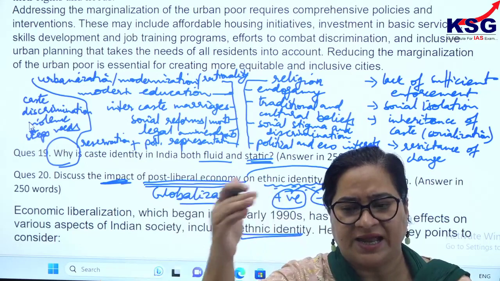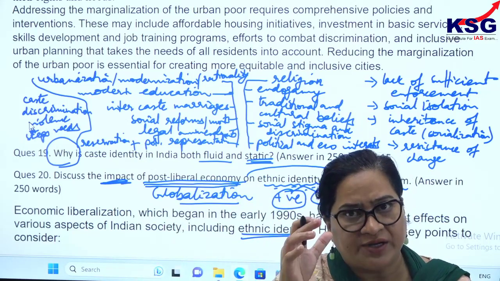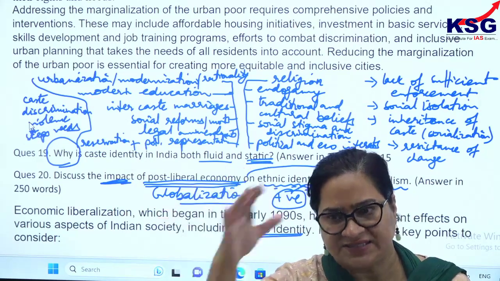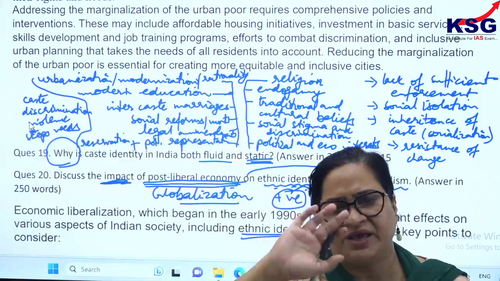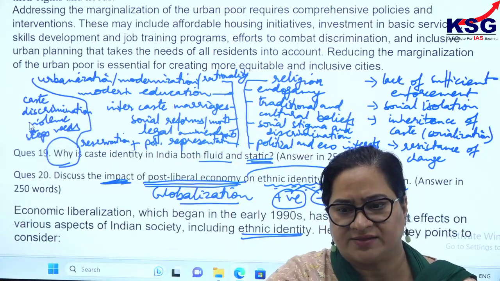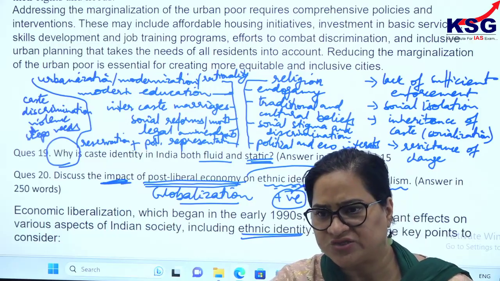That is fluidity and static. Because the question is why is the identity fluid, and then why is the identity static? With 10 points on this side and 7, 8 points on that side, you will be able to substantiate the answer. I hope all of you are able to understand that. That brings us to the last question.